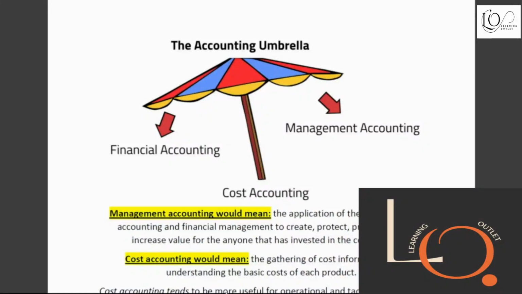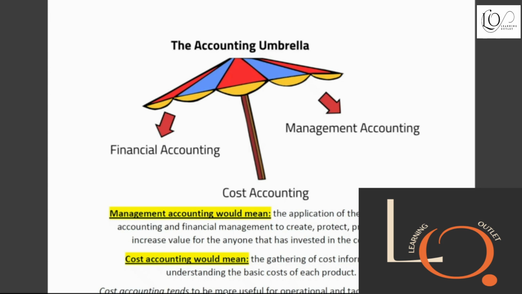We are now at concept number 1. This is the very beginning, so please pay attention. Very simple, we first speak about the accounting umbrella. My learning pattern is always based on a lot of images, a lot of coloring, highlights, underlines, because it's always easier for our mind to recall that stuff.